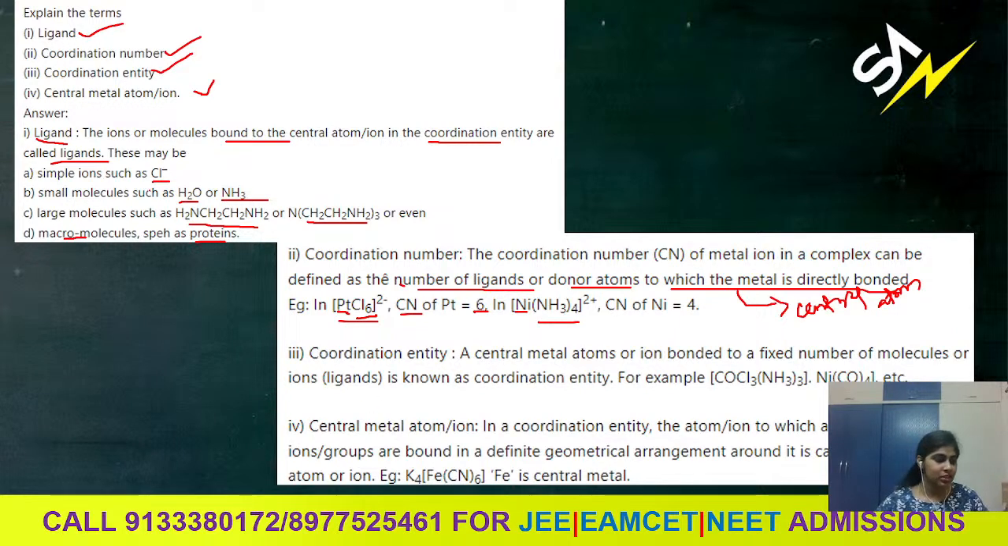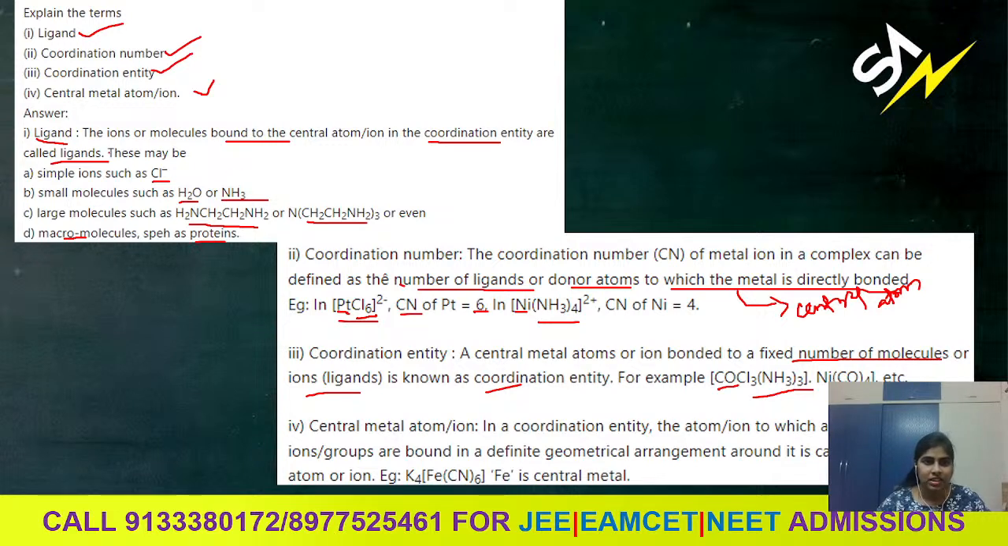And next, what is given to explain coordination entity? It is the central metal atom or the ion bonded to a fixed number of molecules or ions that are nothing but the ligands. That is known as the coordination entity. Simply, for example, you need to write the entire complex. The central atom is surrounded by the number of ligands. This complete description is known as coordination entity.